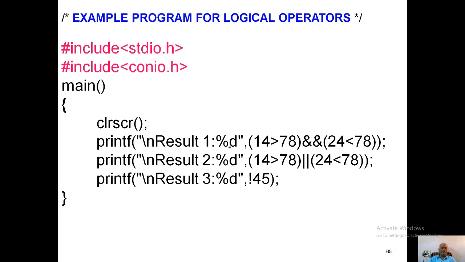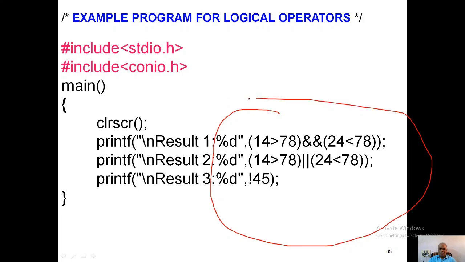So let us look at this logical operator program. Observe this part. As usual, is 14 greater than 78 true or false? It is false, and the false value is 0. And 24 less than 78 is 1. So what is the operator here? The ampersand operator: 0 and 1. According to our logical AND condition, if all inputs are true, then the output is true. But here one input is false and one input is true, so automatically the output is false.